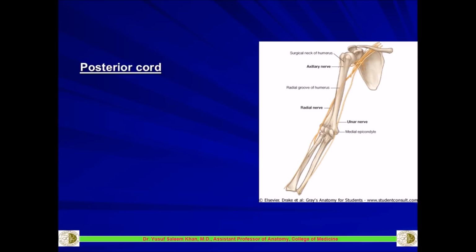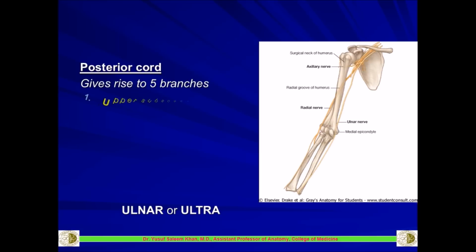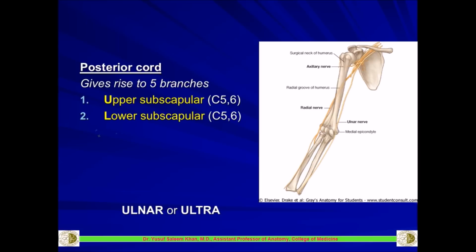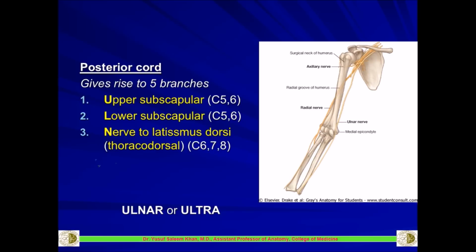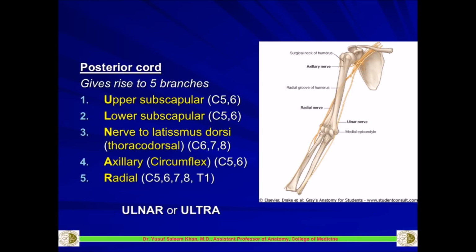Now coming to the posterior cord. Posterior cord also has 5 branches. This can be remembered with the mnemonic called ULTRA. Which are those? The first one is the upper subscapular nerve. Then the second is the lower subscapular nerve. The third is the nerve to latissimus dorsi, also called the thoracodorsal nerve. Then we have the axillary nerve, a very important nerve, as well as the radial nerve. These are very important nerves which are coming from the posterior cord.